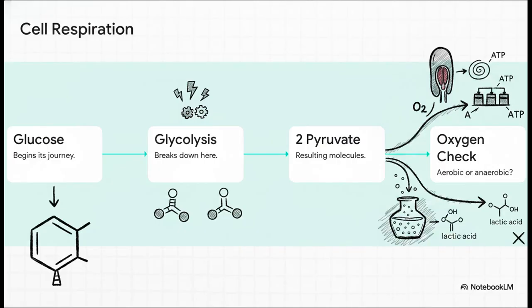Before we can really appreciate the cell's backup plan, we have to look at the normal everyday route. Every single glucose molecule starts its journey by undergoing glycolysis, breaking down into two molecules of pyruvate. Now, glycolysis itself doesn't actually need oxygen, but right after this step, the cell performs what's essentially a crucial oxygen check. If oxygen is present, great, we move smoothly into the Krebs cycle. But if oxygen is missing, the cell is forced to completely change its survival strategy to an anaerobic pathway.